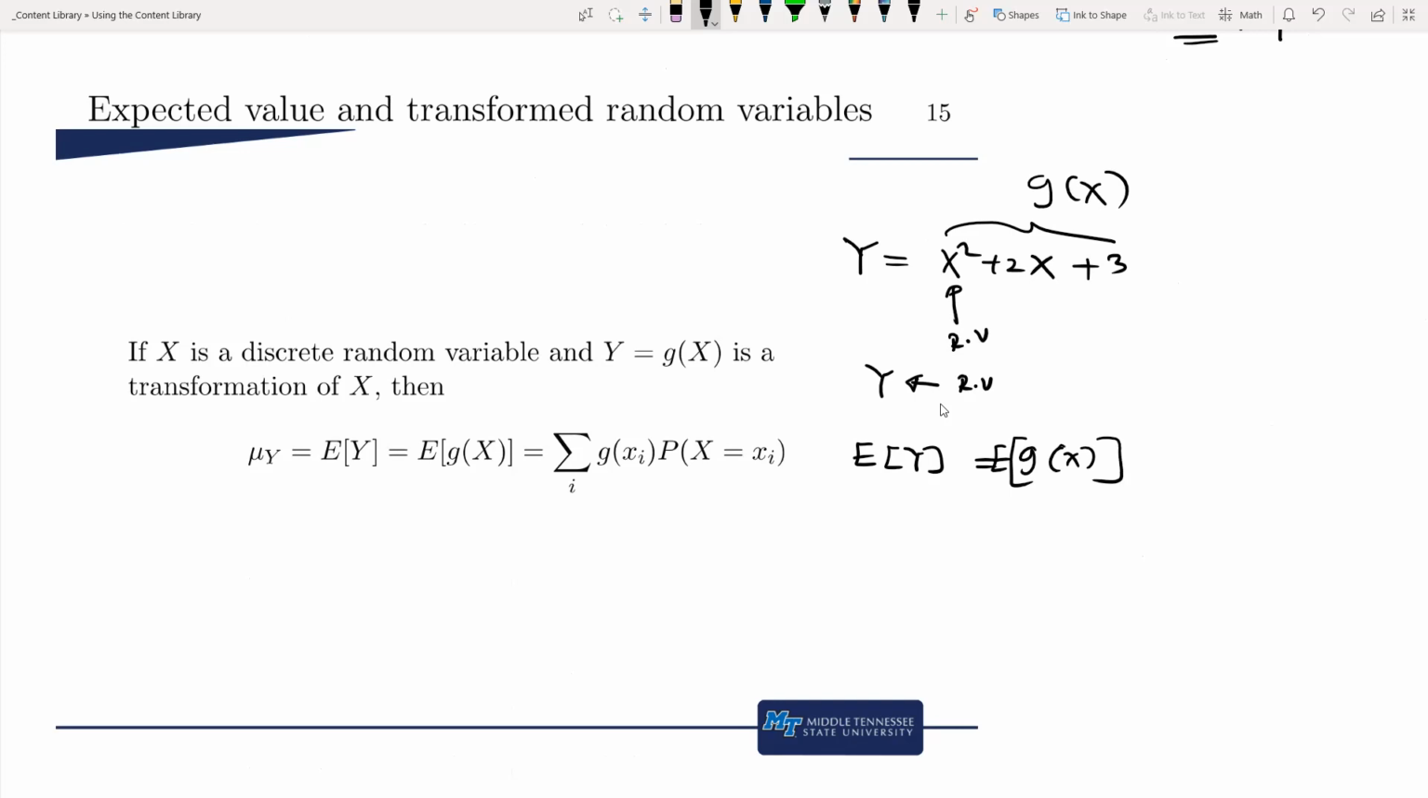Okay, so it's still the same idea. You can use the same approach. In this case, it's going to be what? X equals xi, and the probability for that. So you can find the expected value of that new random variable.